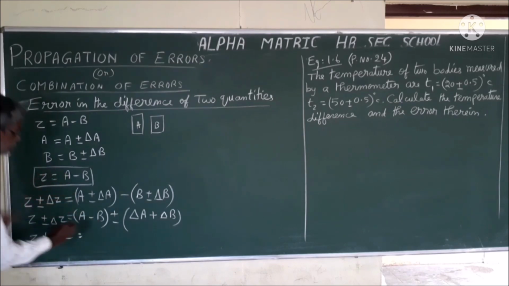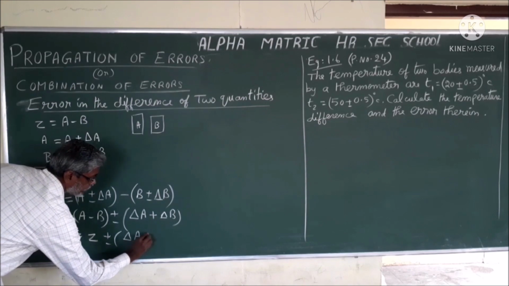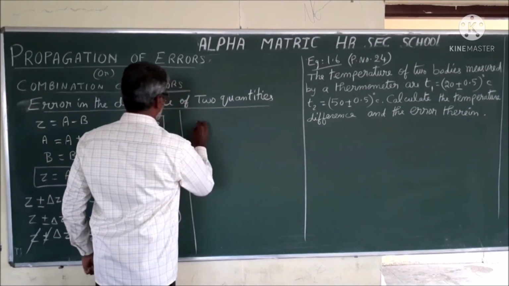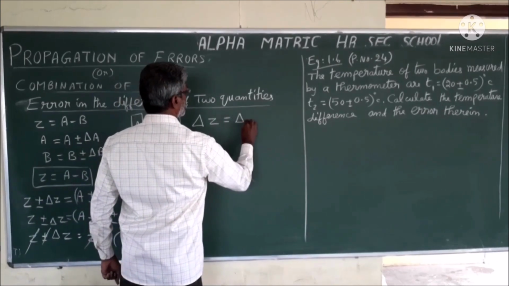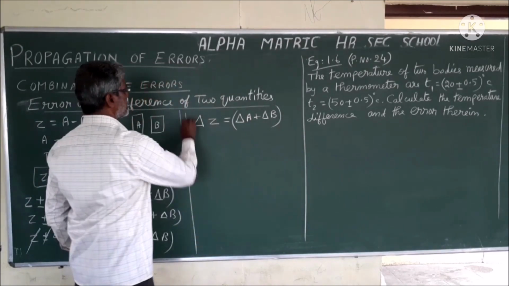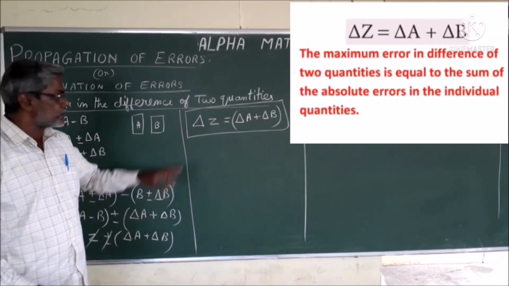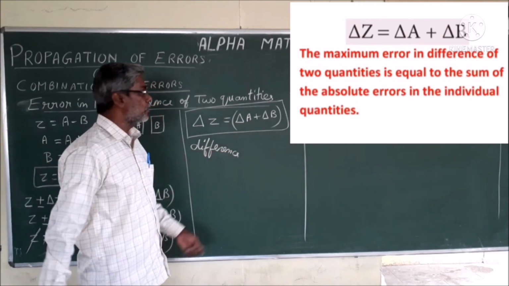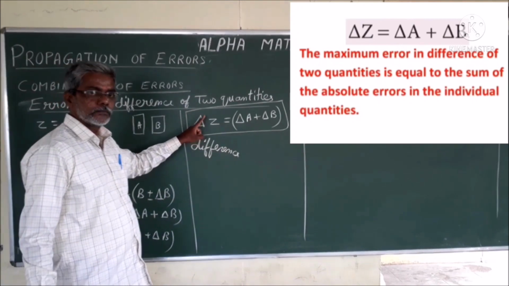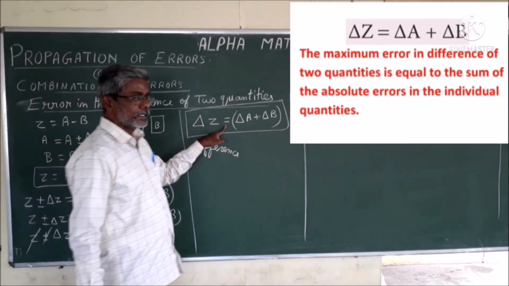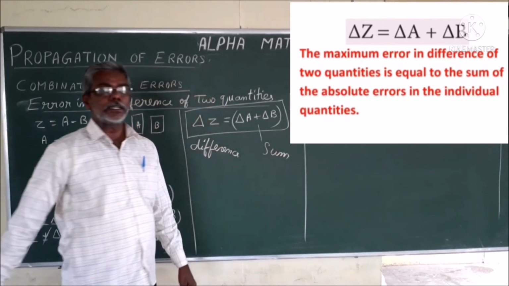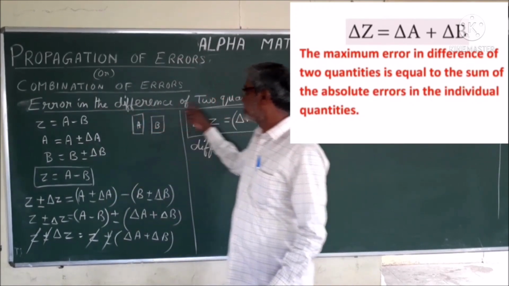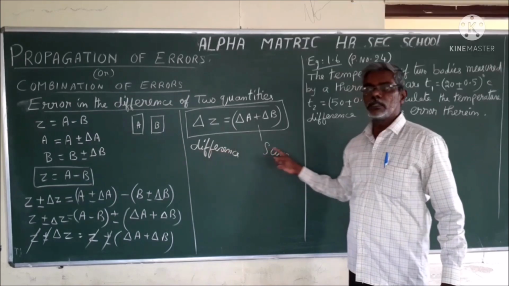You know that the value of A minus B is Z, plus or minus delta A plus delta B. Z and Z cancel, plus or minus cancel. Therefore, delta Z is equal to delta A plus delta B. The maximum error in the difference of two quantities is equal to the sum of the absolute errors in the individual quantities. This will give the error in the difference of two quantities. Understood? Here you get the difference, and here we will be using the sum.